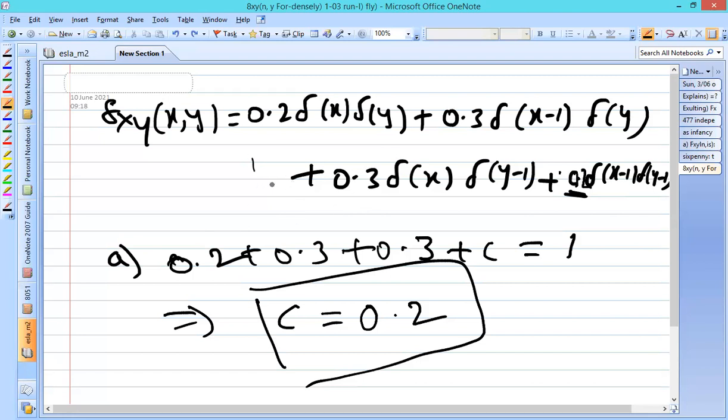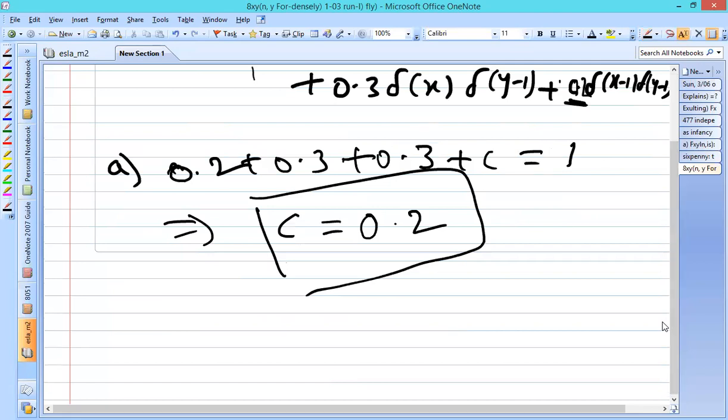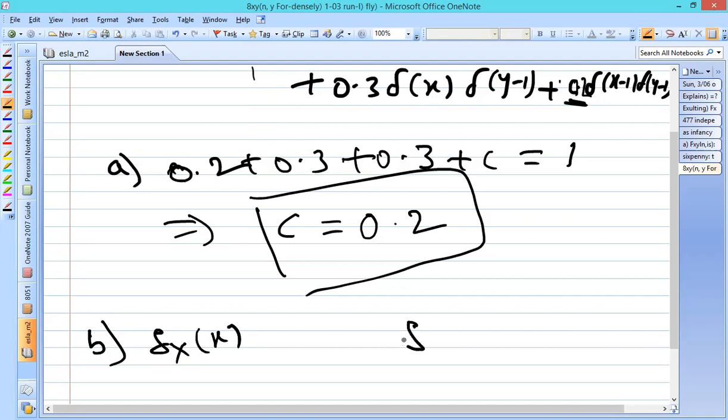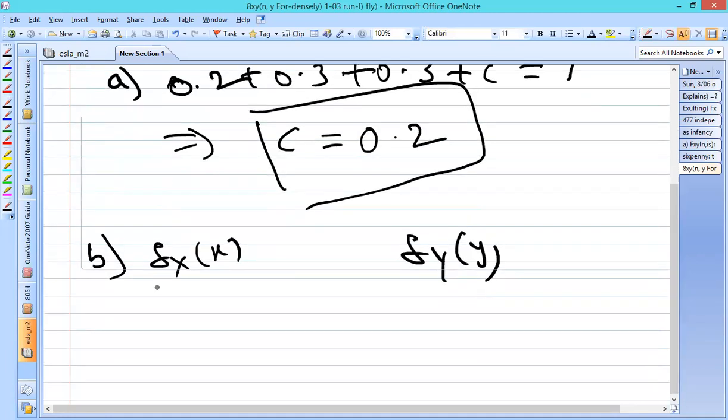And in the next part, what are we asked to calculate? So this is part A. In part B, we need to calculate the marginal PDF, that is the PDF for x and y. That is nothing but we need to calculate fx of x as well as fy of y. So here we'll see how to get the equations for fx of x and fy of y when the discrete random variables are given.